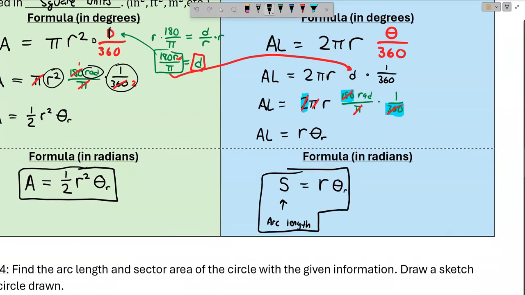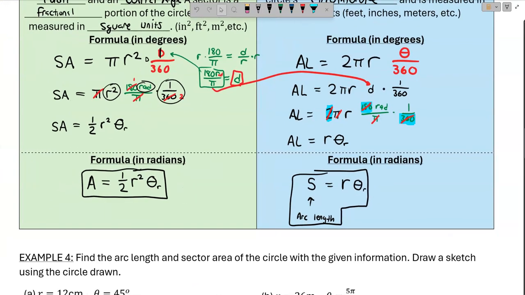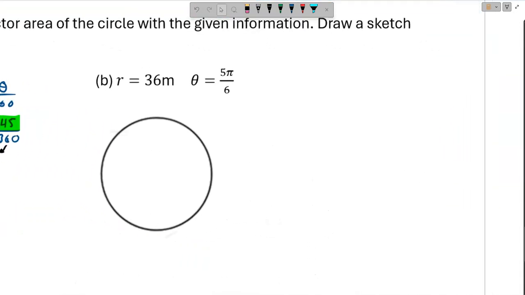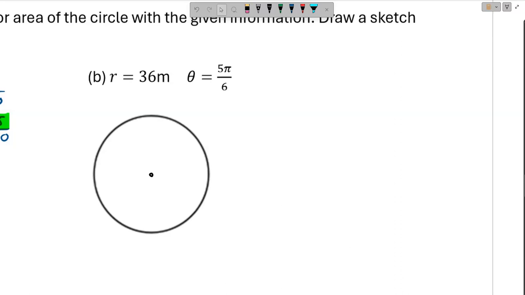And so we're going to now use both of these formulas in the context of problems involving radians. So let's begin by looking at example 4b. So in 4b, we are given a radius of 36. So let's go ahead and try to draw in that 36. 5 pi over 6 is going to be slightly less than 180, since 6 pi over 6 is 180. So if I want to draw something to scale, this is roughly what my theta is going to look like.